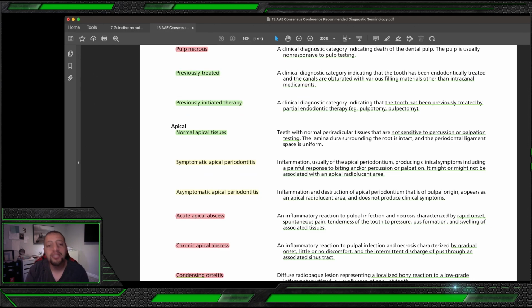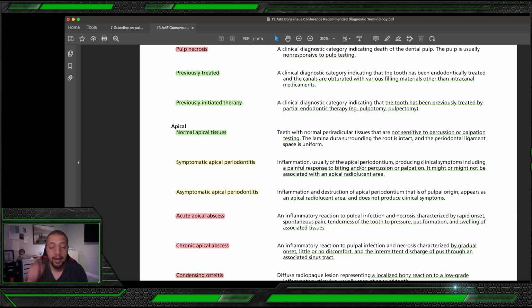And then if the patient has, as we mentioned before, caries that's going on, he might feel pain with cold stimuli, and might have a painful response to biting or percussion or palpation. It might or might not be associated with apical radiolucent areas.